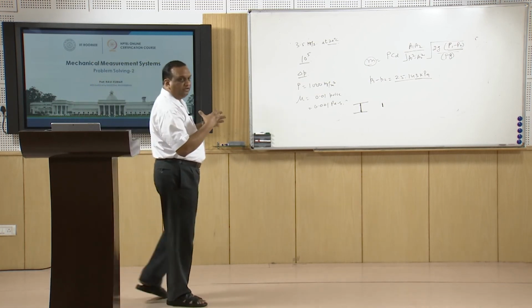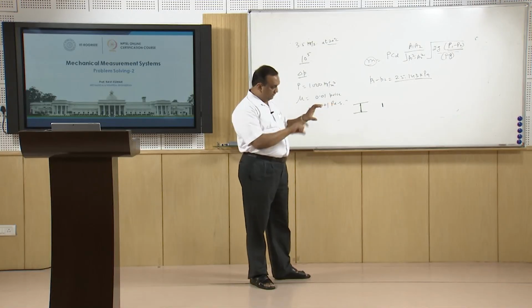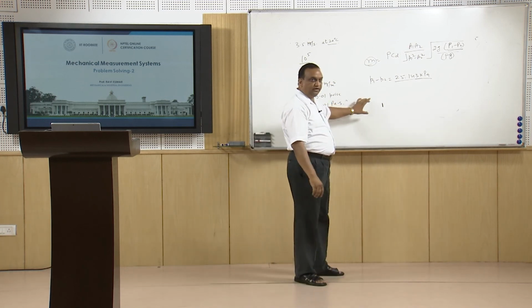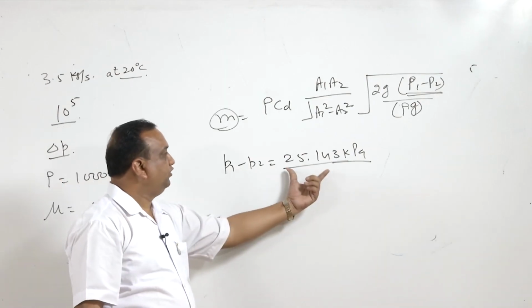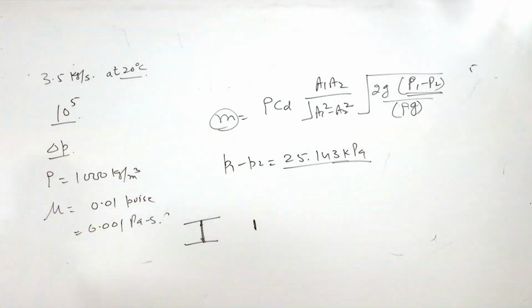So this is the actual design of the venturi for the flow measurement. Pipe diameter 5 centimeter, venturi throat diameter is 2.5 centimeter, and pressure drop is going to be 25.143 kilopascal for the flow measurement of 3.5 kg per second.